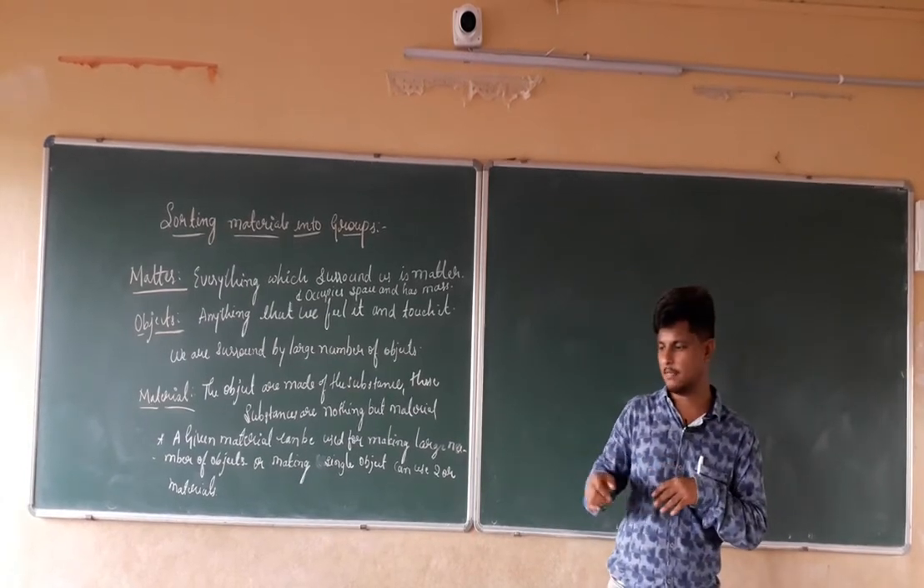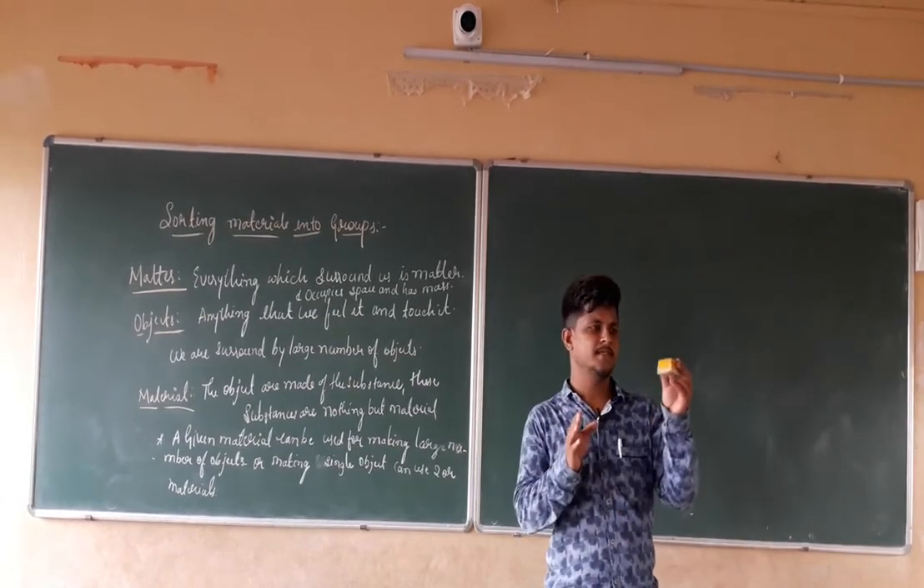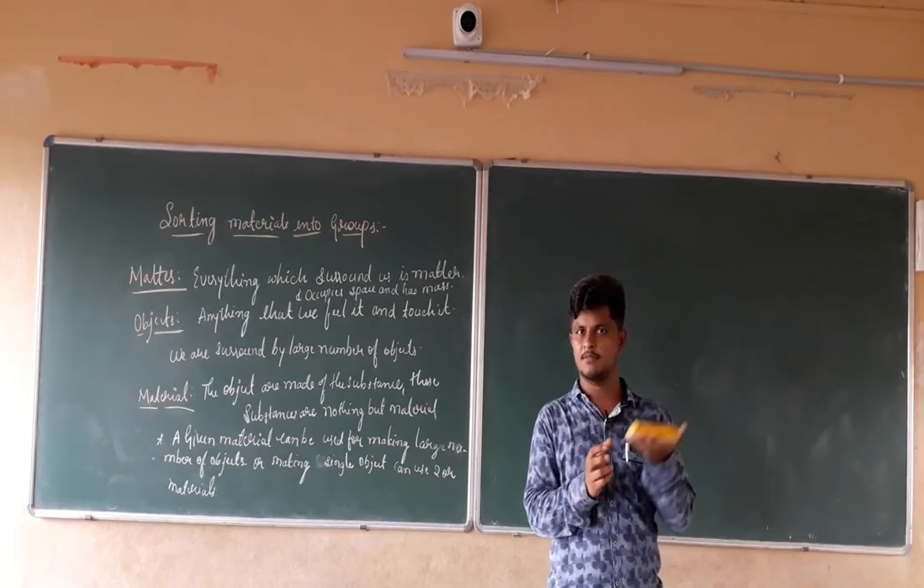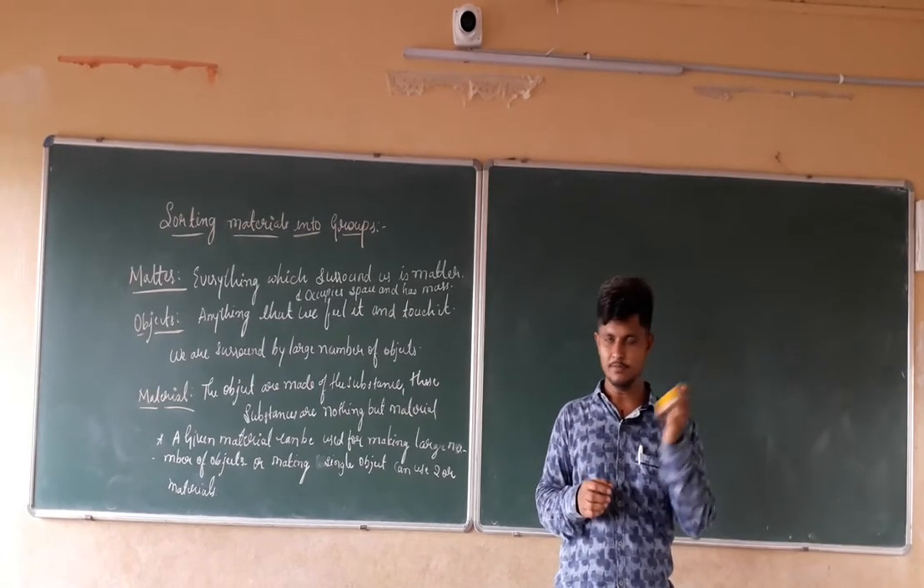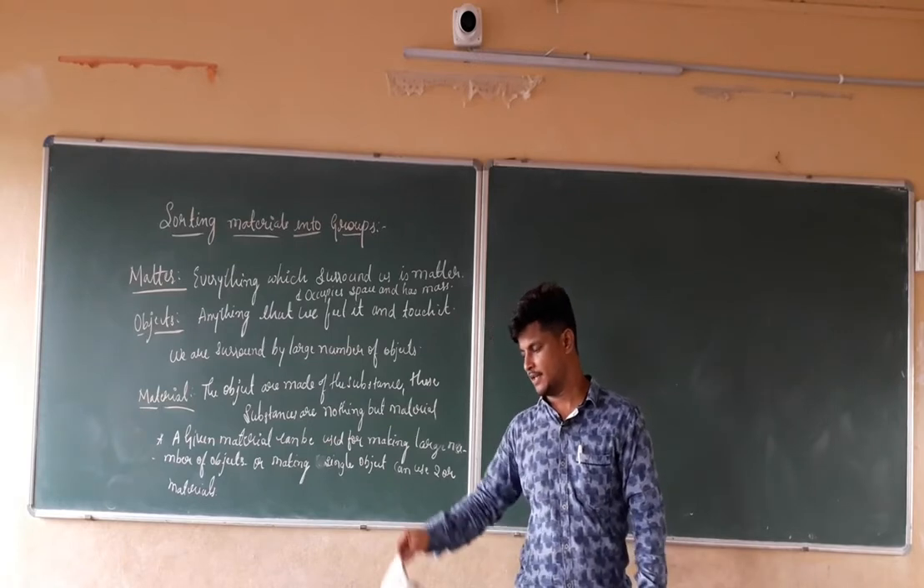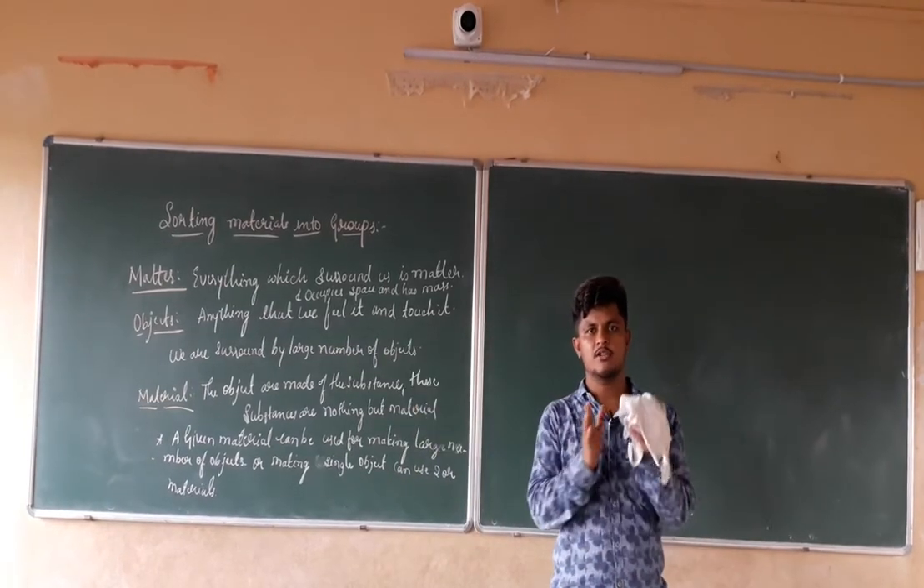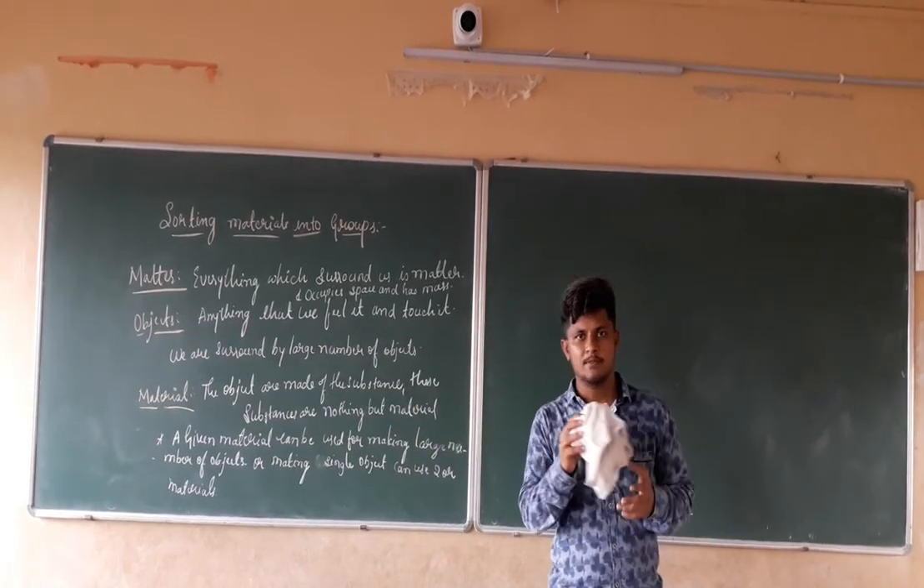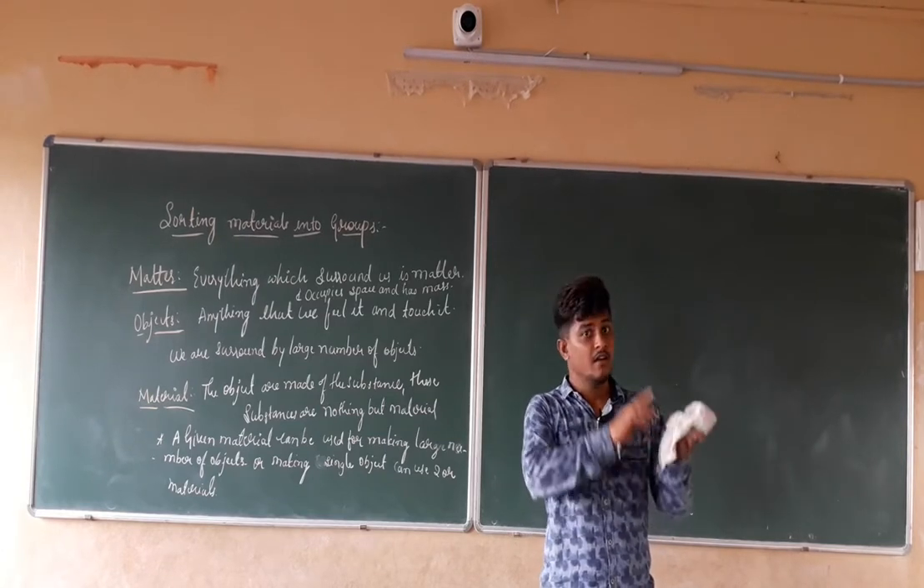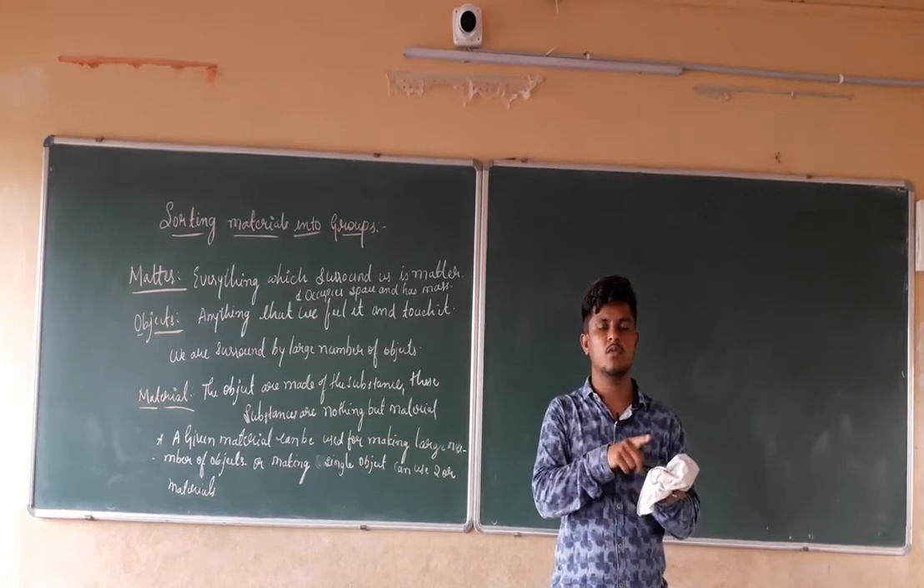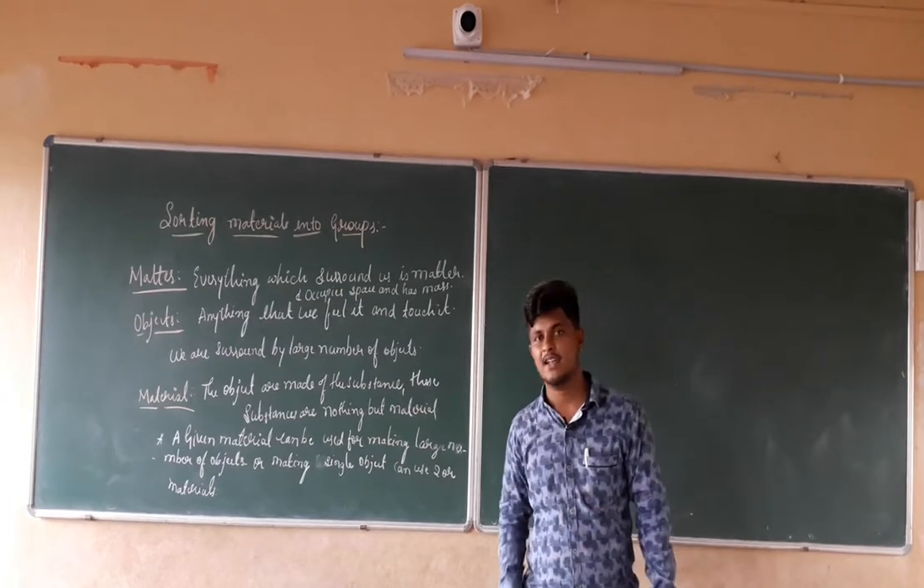If we take the example of a duster, yes, it is possible to touch it. Is it possible to feel it? Because of this, it is an object. In the same manner, if we take a piece of cloth, is it possible to touch it? Yes. Is it possible to feel it? Yes. For that reason, this clothing material is an object.